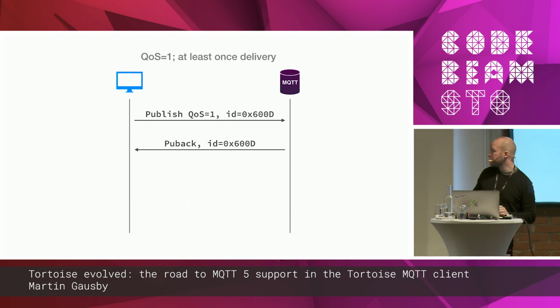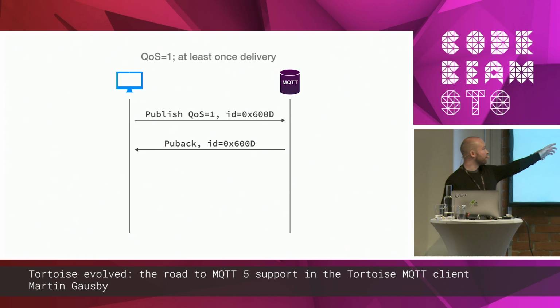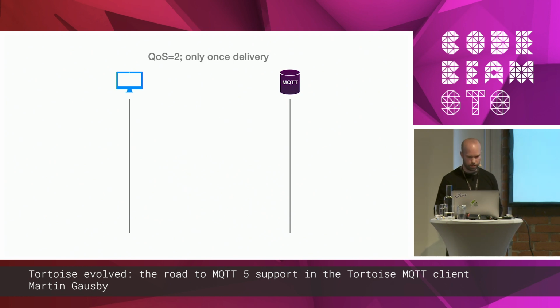So when we receive the pub back, we can reuse the ID. So if our computer sends the message twice and receives the ack, then we could end up in a situation where the same message is sent twice. So that's why we have QoS 2, which implements only once delivery.